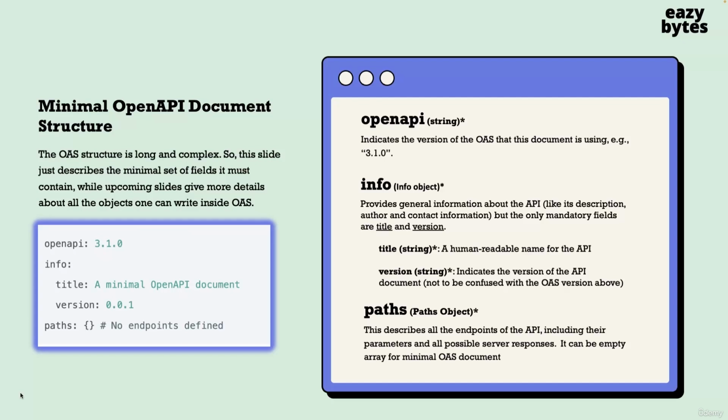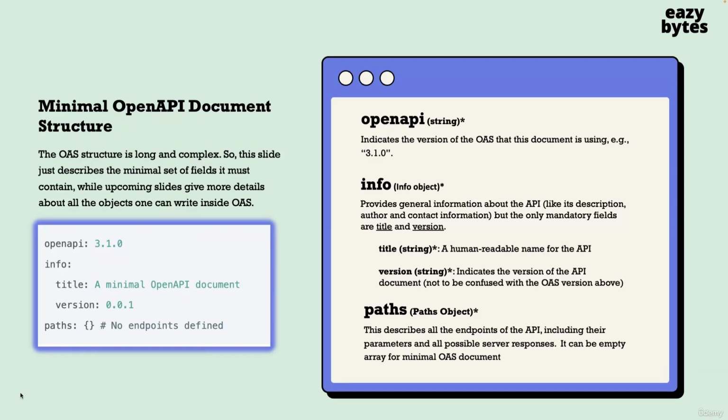OpenAPI is the very first root element that you need to mention, and this is a mandatory element. You can't skip that. If you want to write an OpenAPI specification document at any time, this is the first element that you need to write. And against this openapi key, you need to mention a value, which is the version of the OpenAPI that you are using. As of now, 3.1.0 is one of the versions of OpenAPI, so you can define that.